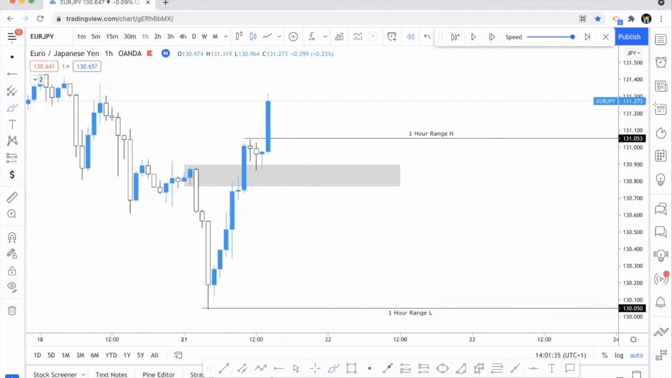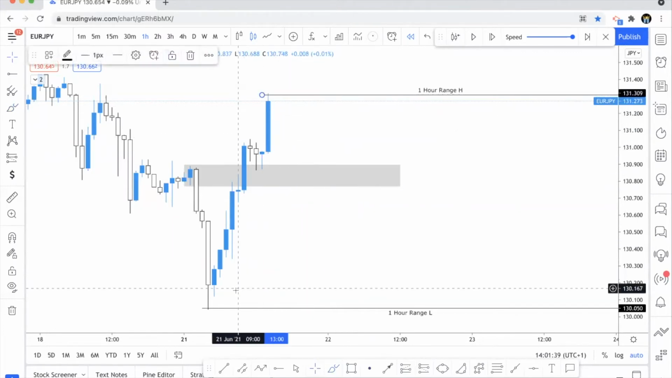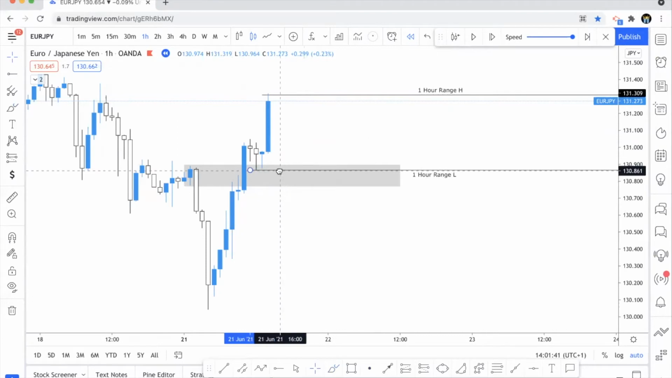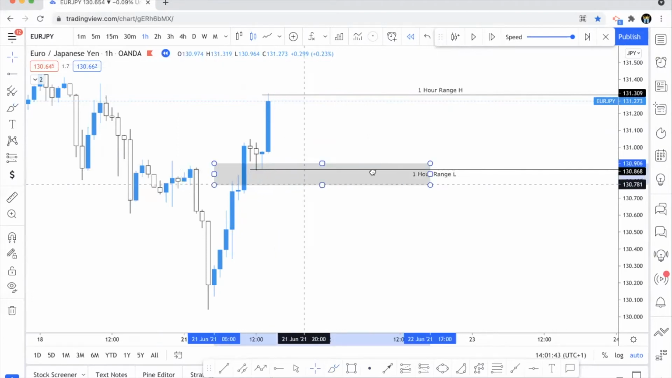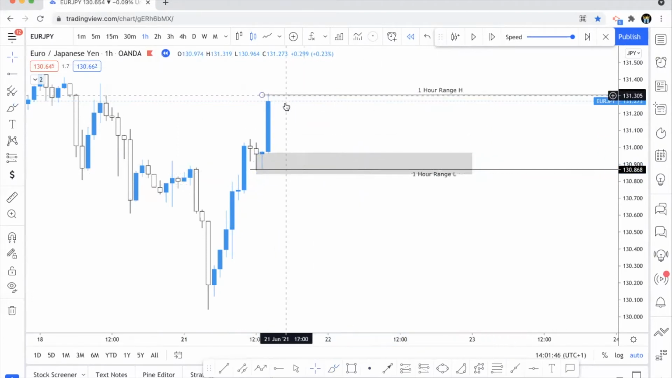All right, so there's a new break to the upside. Now our new high is here, and our new low is right here. And maybe an order block. So the block will be right here. What we're looking for is the market to come back here for the buy.